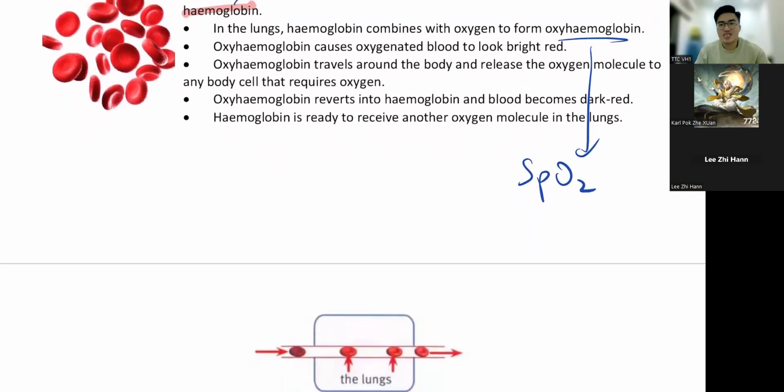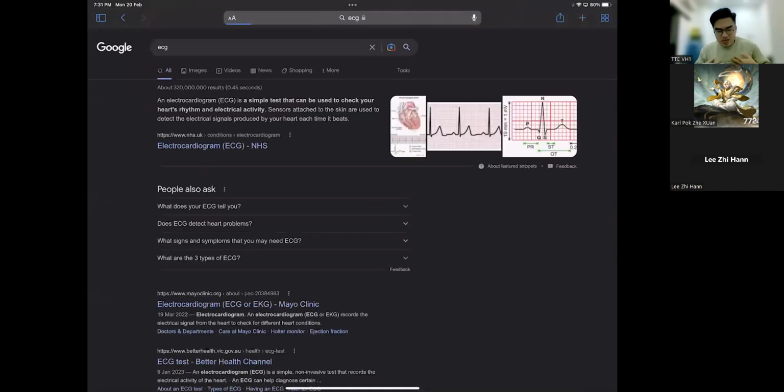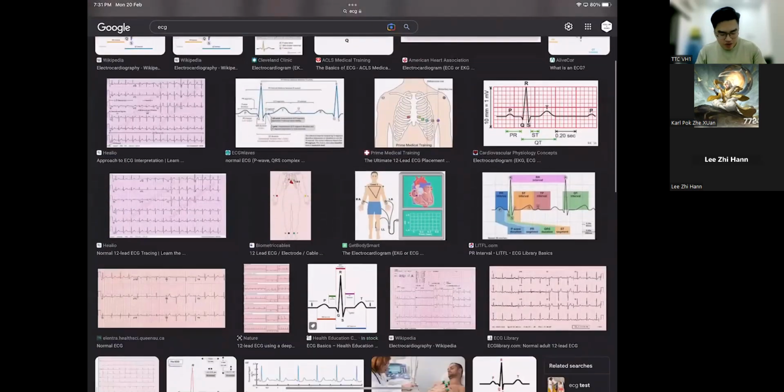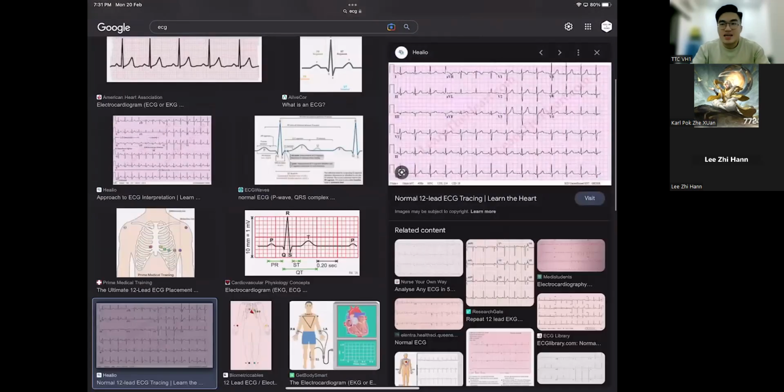Get an ECG. You know what's an ECG? Basically, they put two stickers here, and then they observe your heart rate for the whole day. Just by observing the graph, the chart, they will know what's wrong with you. Usually, if you go for this, they will ask you to wear the heart device for one whole day. You have a thing attached to your chest, and after one day collecting data from your heart, they will analyze your graph and see what's wrong with it.